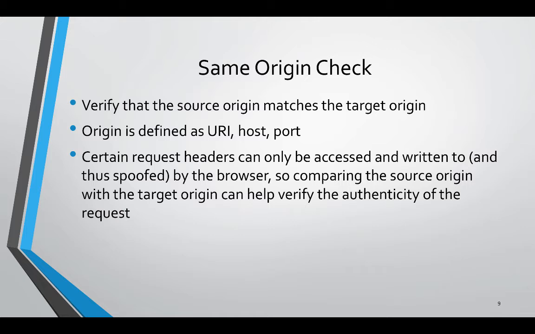The reason that this works is because certain request headers can only be accessed and written to, and subsequently spoofed, by the browser. So comparing the source origin with the target origin can help verify that the request is authentic, essentially is the train of thought there. But like I said, oftentimes you'll see same origin check and the one-time or synchronization tokens used together.